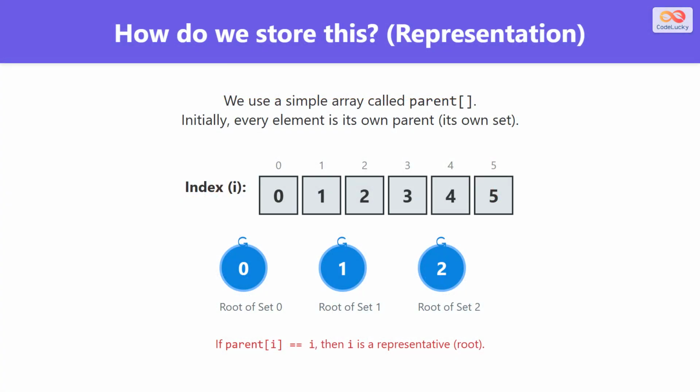So how do we store this in memory? We do not need complex graph objects. A simple array, usually called parent, is sufficient. The index of the array represents the element, and the value at that index represents its parent. Initially, every element is its own parent, meaning every element is in its own separate set. If the parent of i is i itself, then i is the root or representative of that set.